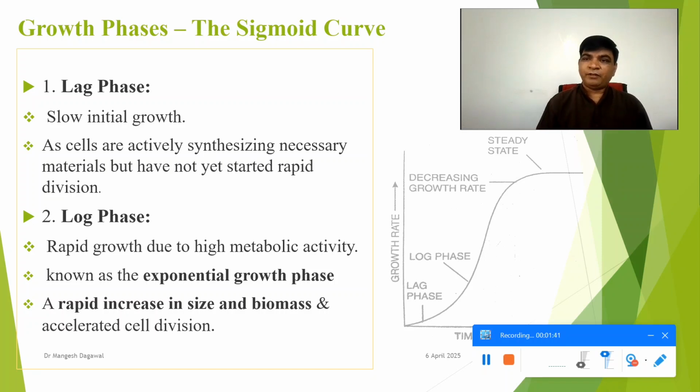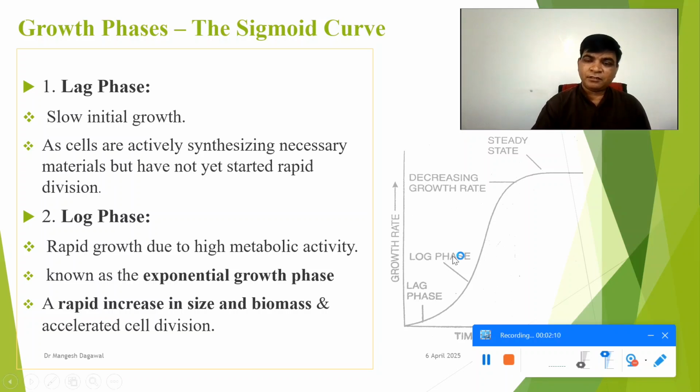The second phase is the log phase. This is the most important phase in the growth of the plant. This is very rapid. In this phase there is rapid growth, due to high metabolic activity. There is an increase in the metabolic rate during this time. This phase is also called the exponential growth phase, as there is a rapid increase in the growth during this phase.